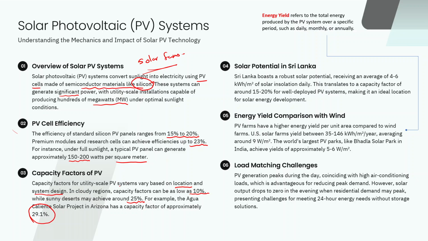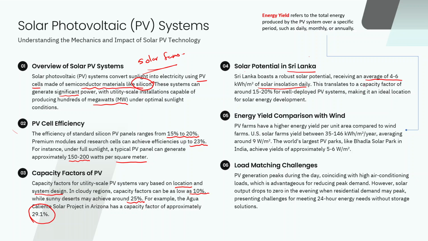So you can see you can achieve high capacity factor when you have nice sunshine. Okay. So what's important to us is what is the solar potential in Sri Lanka. In Sri Lanka we receive on average about 4 to 6 kilowatt hours per meter squared of solar irradiation or solar insolation, daily. Okay, and it's a very sunny country.